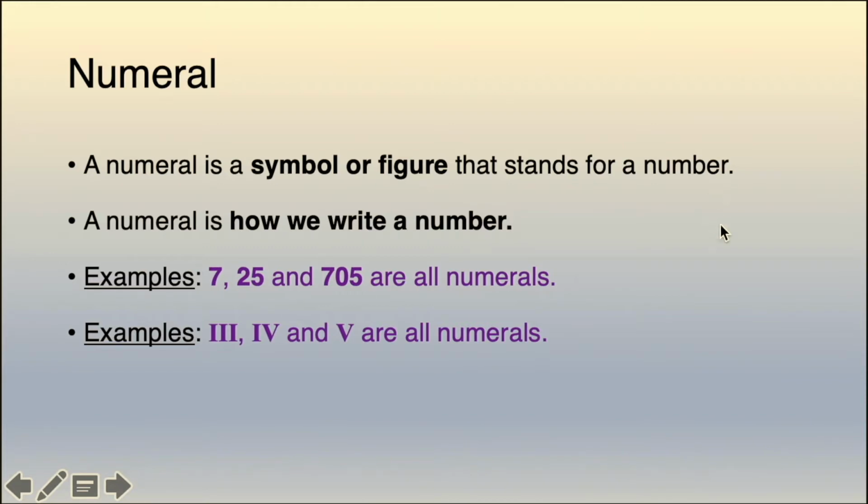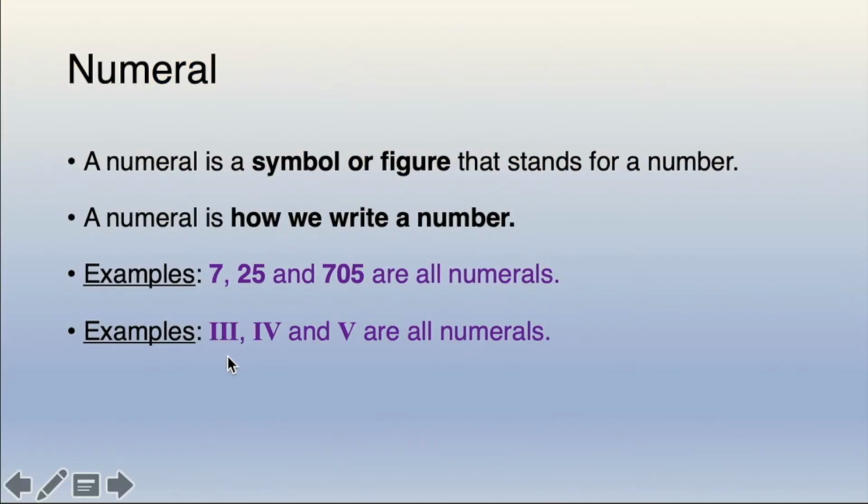Now, when I say 7 apples or clapping 7 times, then how do we show that number? So, we show that number with the help of this numeral 7. So, a numeral is how we write a number. Examples are 725 and 705. These all are numerals. And these examples, these letter symbols are the Roman numerals.